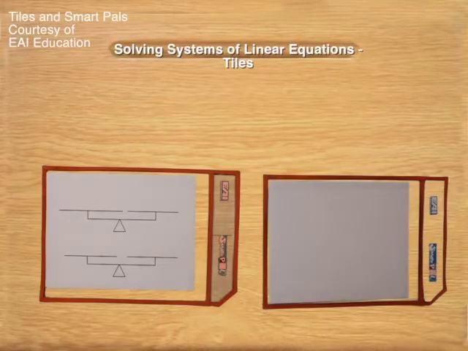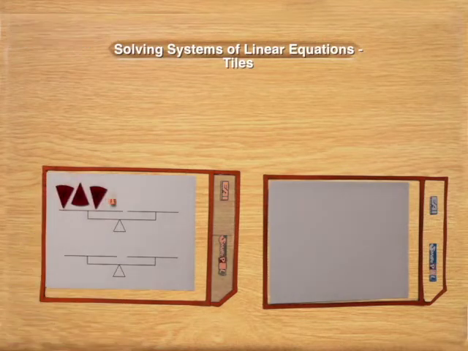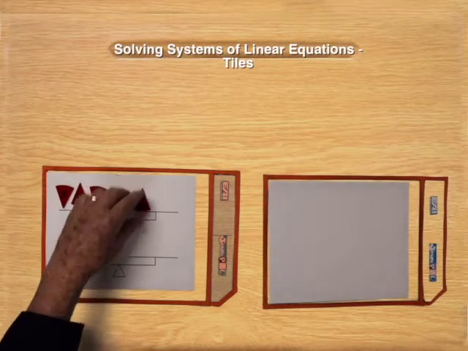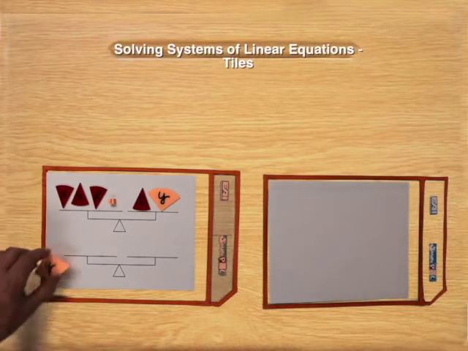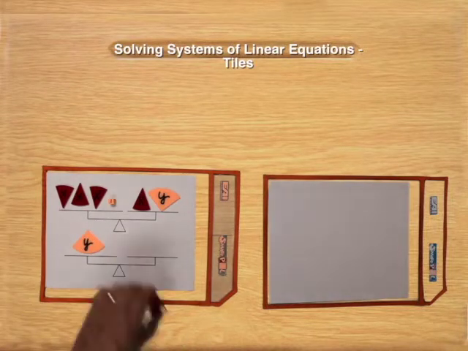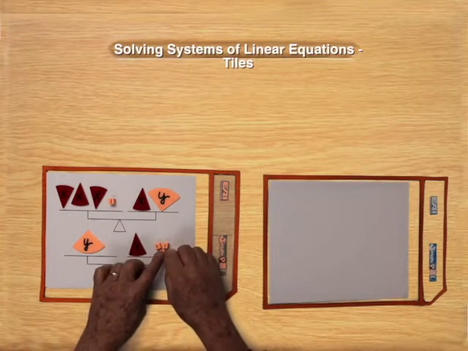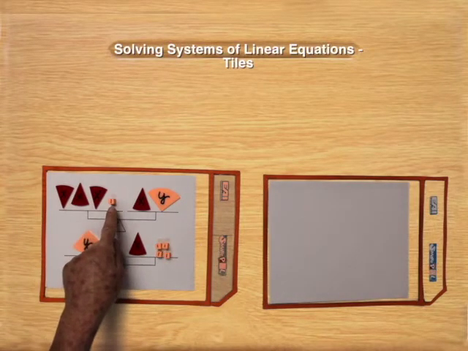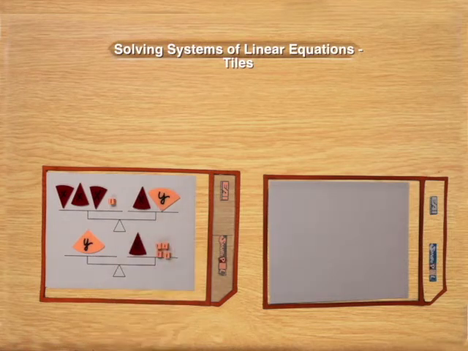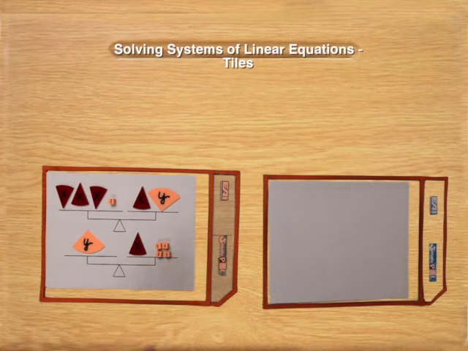We're going to start with two balances. One balance is going to have 3x and 1 balancing x and y. The other balance is going to have y balancing x and 4 ones. So one balance has 3 x's and 1 balancing x and y. The other balance has y balancing x and 4 ones.